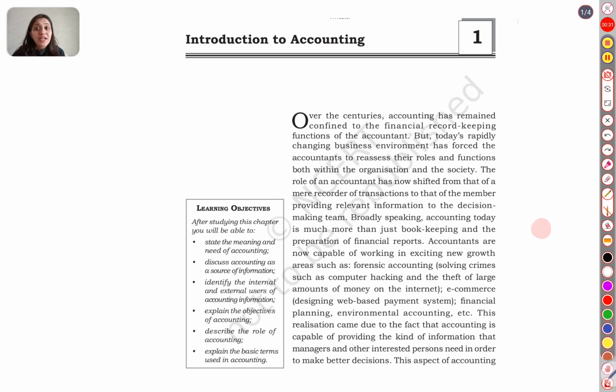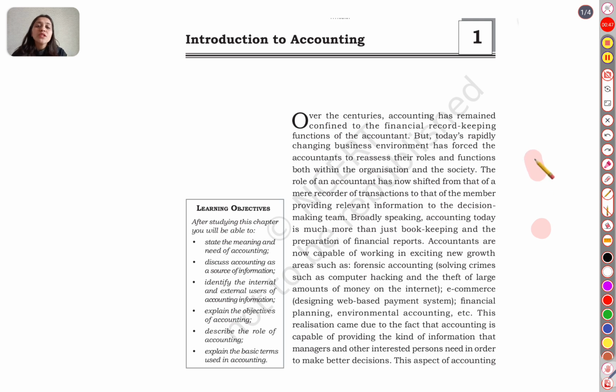Now, what does a chartered accountant do? Because he also handles accounts, but he handles final accounts, audits, taxation, like Income Tax Act, GST Act, compliances, and some financial planning he does.